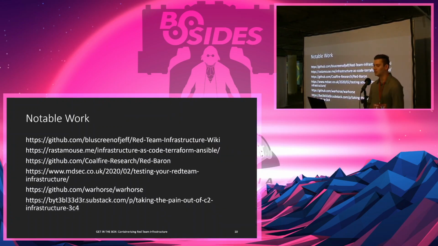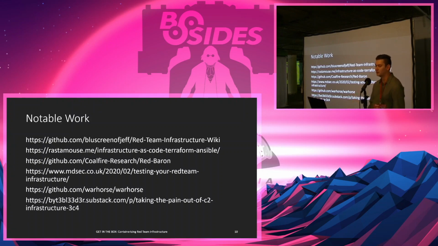None of this would be possible without calling out some notable work. When it comes to red team infrastructure, the original Red Team infrastructure wiki from Blue Team of Jeff was the go-to standard for how to deploy and structure everything. There are some pretty good posts about using Terraform for deployments along with Ansible. There was a pretty interesting project called Red Baron that came out for deploying all of your infrastructure using Terraform. But not a lot on the container side.